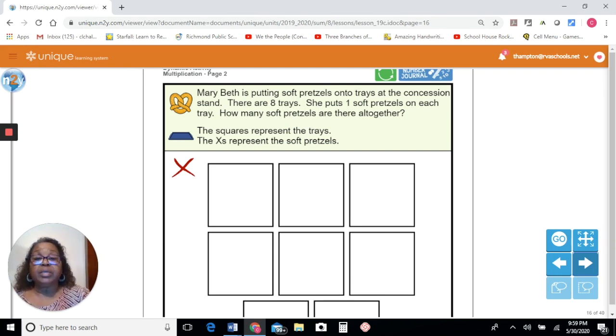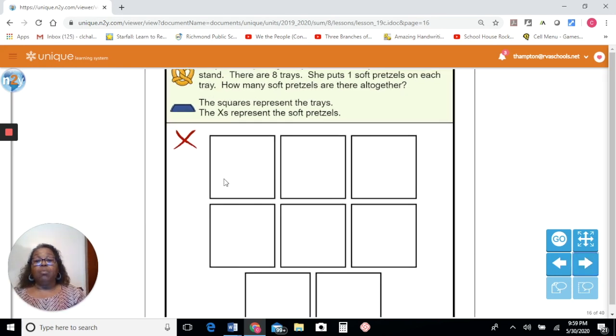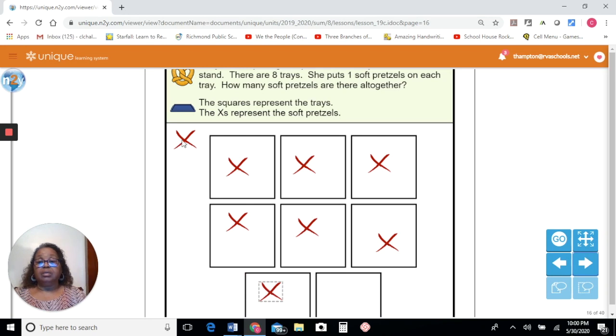All right, the setup is 8 trays. So here we have 8 trays. 1, 2, 3, 4, 5, 6, 7, 8. 8 trays. How many pretzels on each tray? 1. So let's put 1 on each tray. 1 on that one, that one, that one. All right, we're going to have 1 on each tray. Okay, so 8 trays, 1 soft pretzel on each tray.